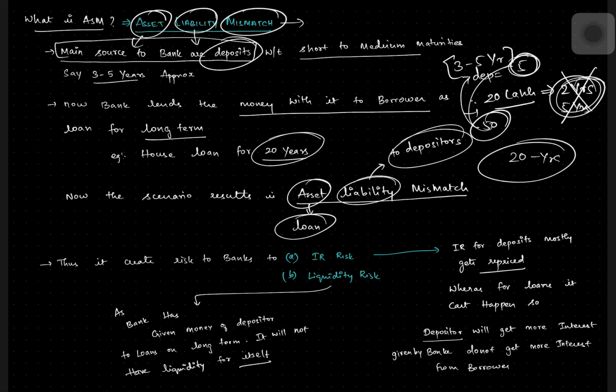Say they have kept 50,000 with you as a fixed deposit. After 5 years, you have to give it back to them. You cannot say you have given it out as a loan.